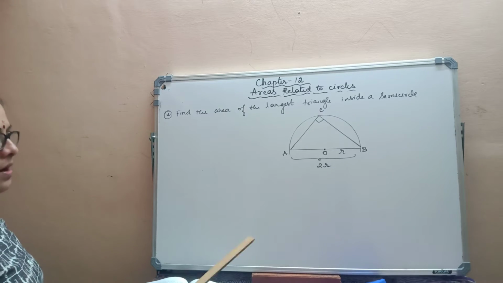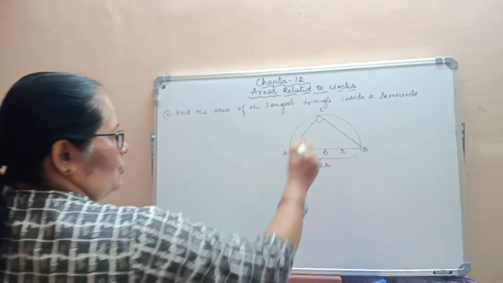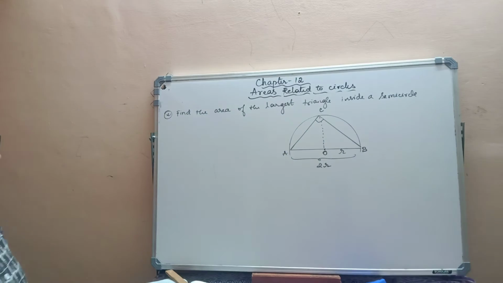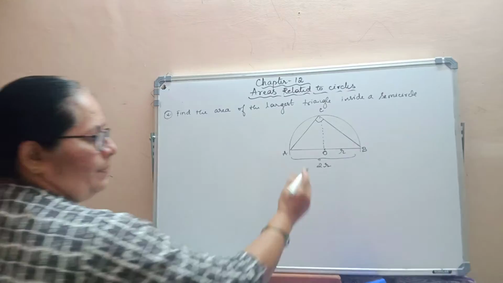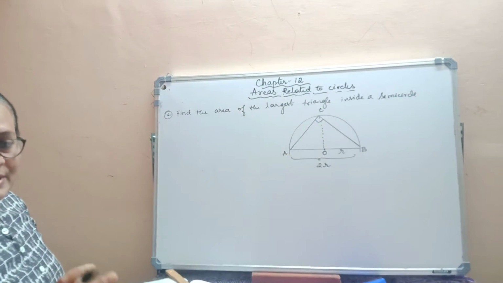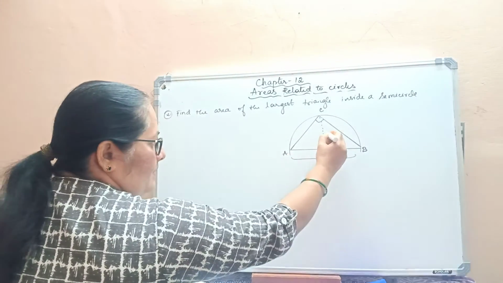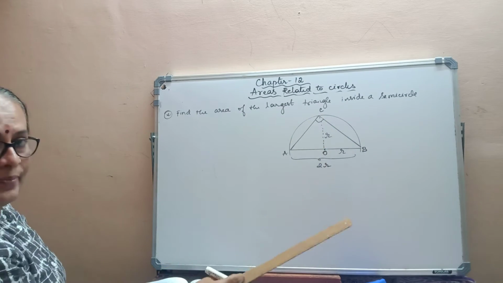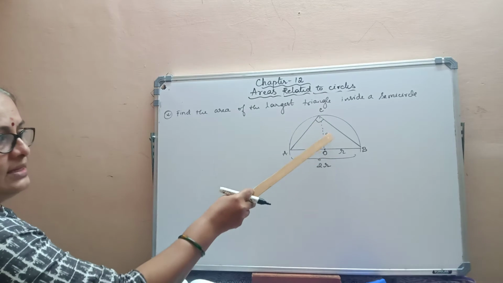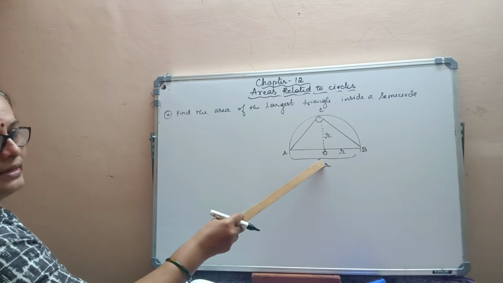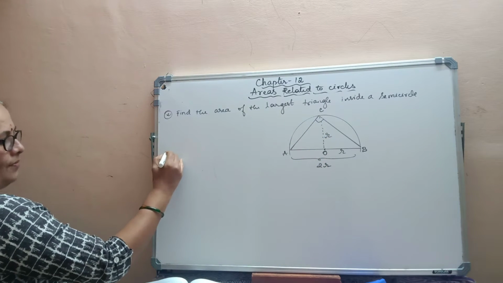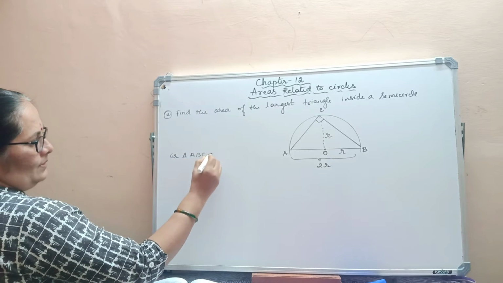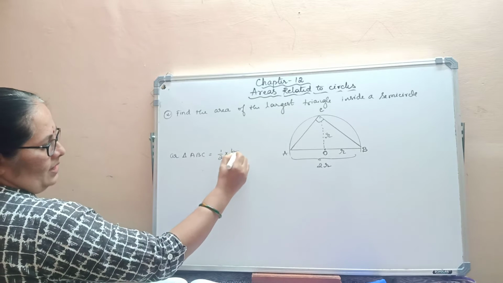Therefore, area of this triangle. So join CO. CO is perpendicular to AB, which is nothing but the radius of the circle. So CO is the radius of the circle. Therefore, area of the triangle ABC equals half into base into height.